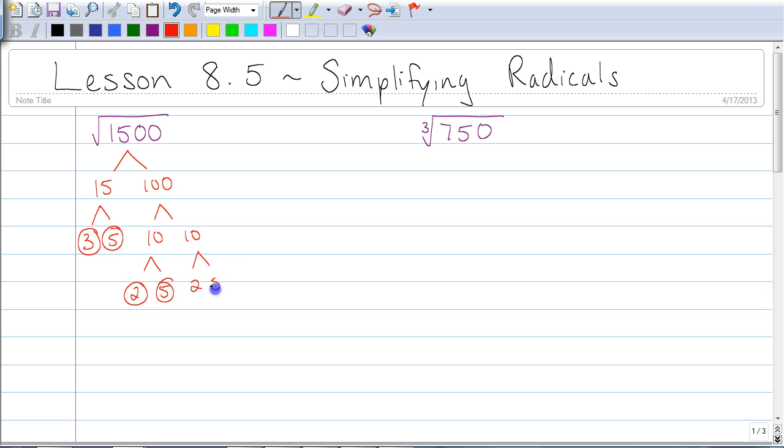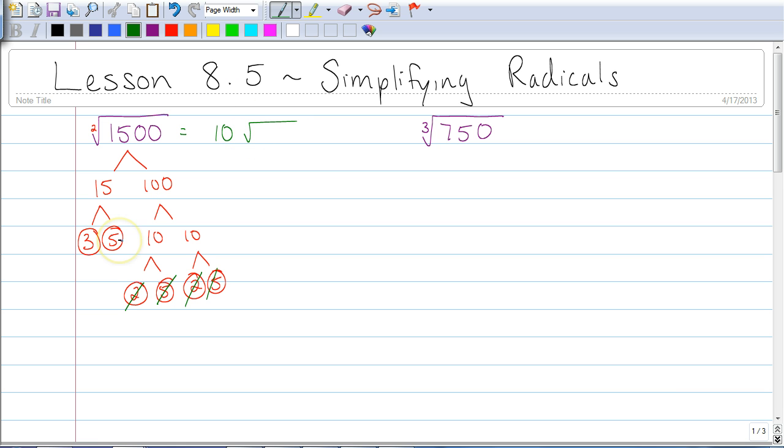Now remember, this is a square root. If it's a square root, you don't have to have a number here, but if it helps, you can put a 2 there to remind yourself that we're looking for sets of 2. So we're looking for 2 of the same number. I get to factor out one number for each set of 2. Here I have a pair of 2's, so I get to take out a 2. Here I have a pair of 5's, so I'm going to take out a 5. And you multiply those two numbers together. So 2 times 5 is 10.